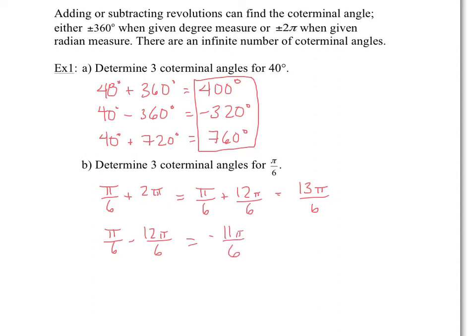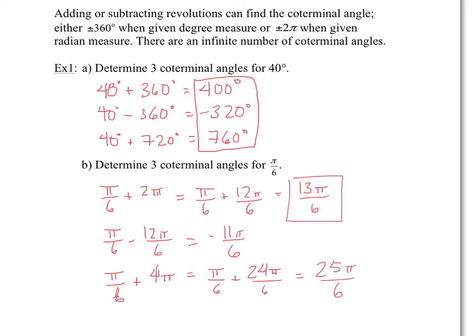And don't forget, we need to find a third one. So we'll start with pi over 6, and this time we're going to add 2 revolutions. If you remember, 2 revolutions would be 4 pi. Again, we want to work with fractions over 6, so I'm going to change this to 24 pi over 6, which now leaves us with 25 pi over 6. So all 3 of these are coterminal to pi over 6.